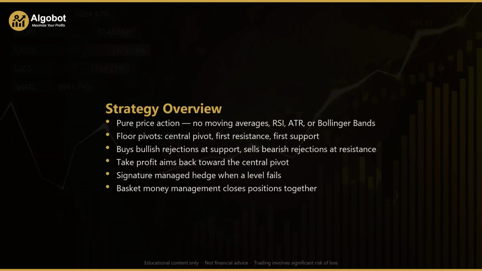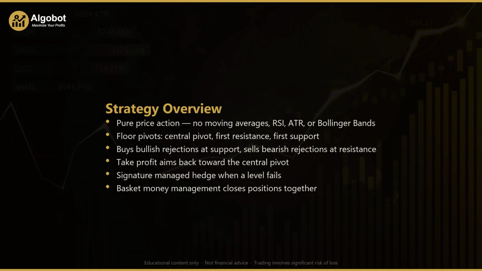Let's get started. So what exactly does the Pivot Zone Rejection Hedge expert advisor do? At its heart, it's a pure price action system. There are no moving averages, no relative strength index, no average true range, and no Bollinger Bands anywhere in its logic. Instead, it builds everything from raw price and from classic floor pivot levels.